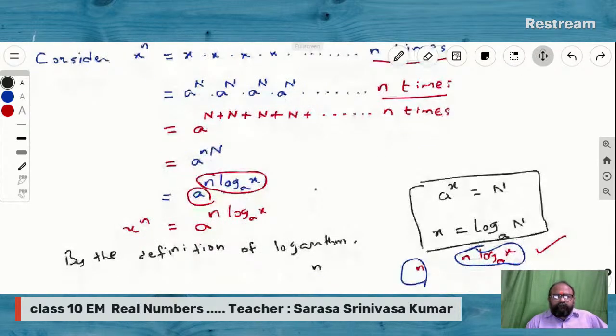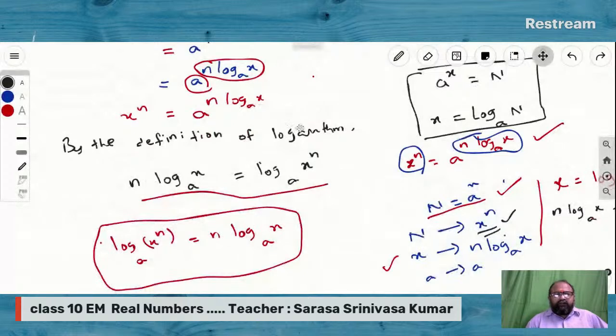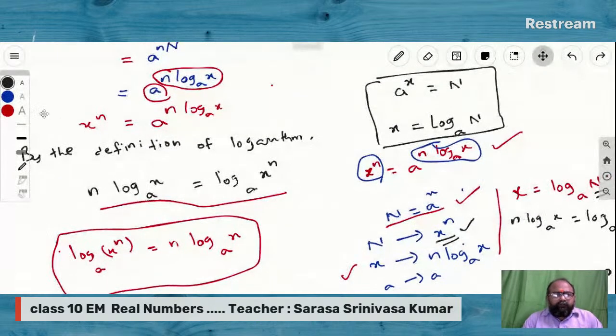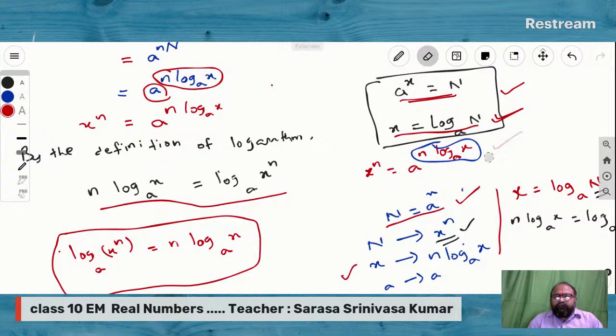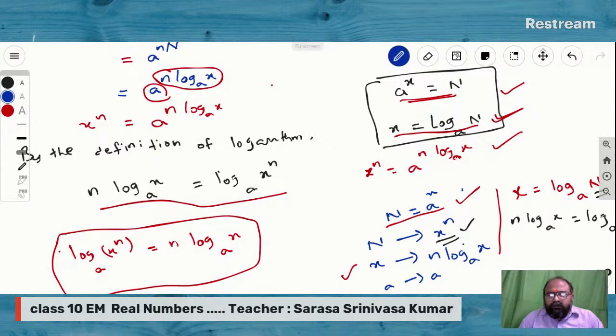Now let us consider the definition of logarithm. If a power x equals n, then x equals log n to the base a. This is the definition of a logarithm. So here we have noted down x power n equal to a to the power of n log x base a.